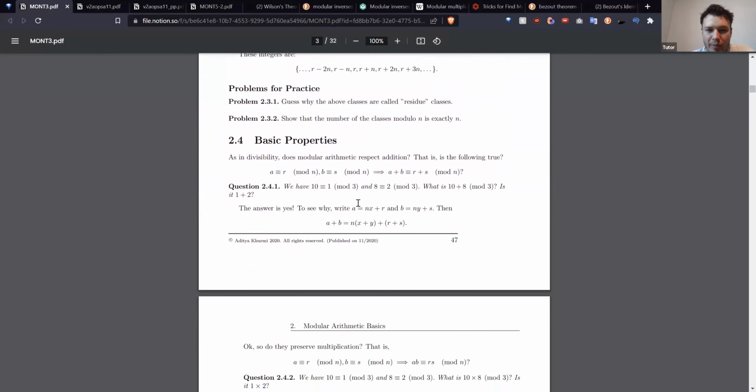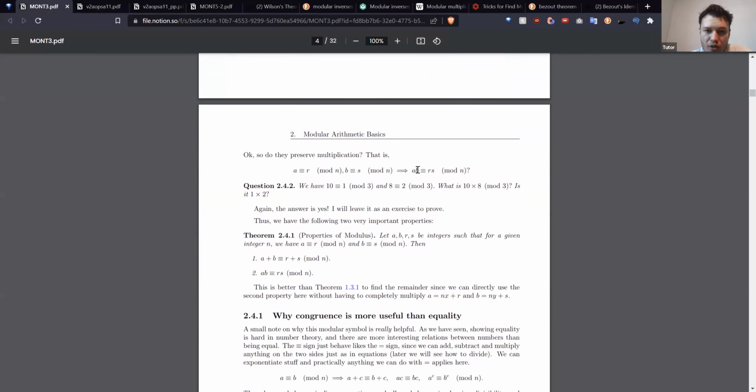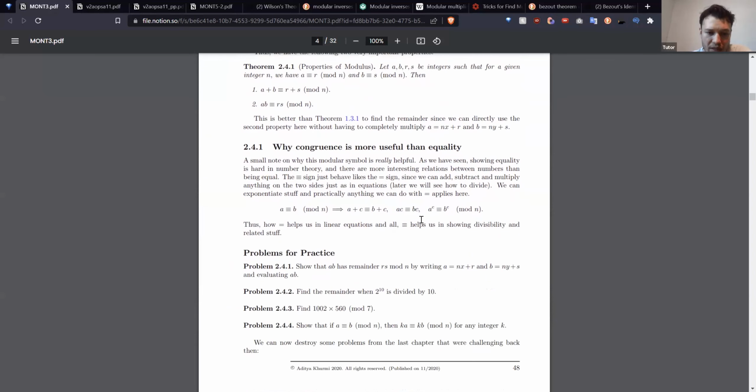Now I guess we saw the basic properties of modular arithmetic. If A has remainder R and B has remainder S, then you can add them. So A plus B is going to give you remainder R plus S. Or you can take the difference, or you can multiply them, right? So also their product is true. So AB is also going to give you remainder RS. Okay, so we know that.